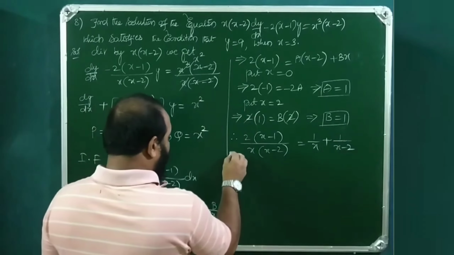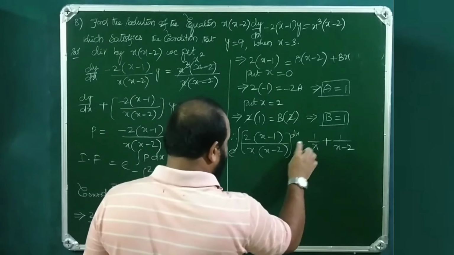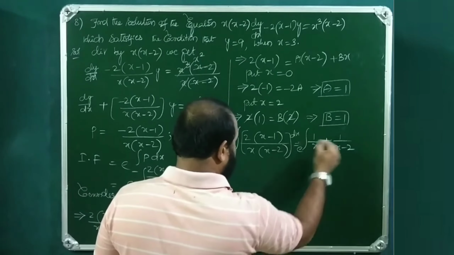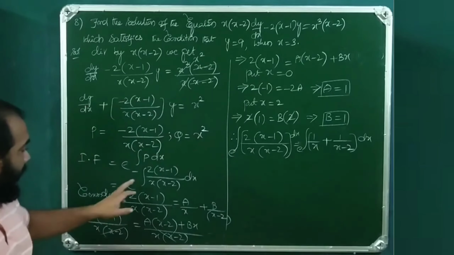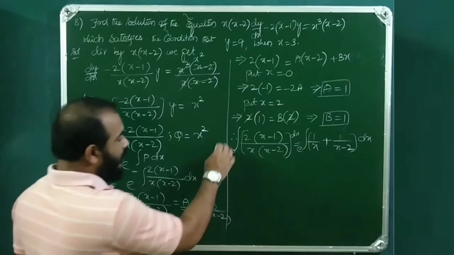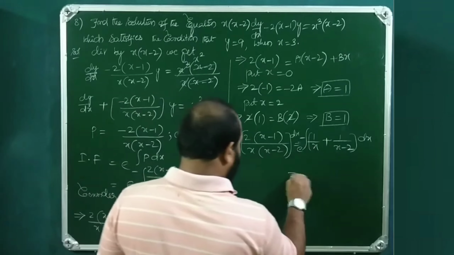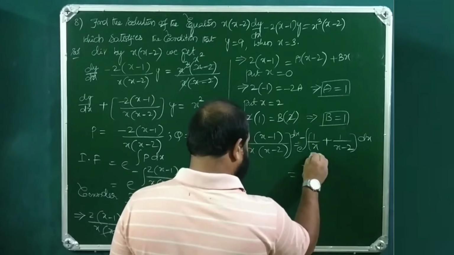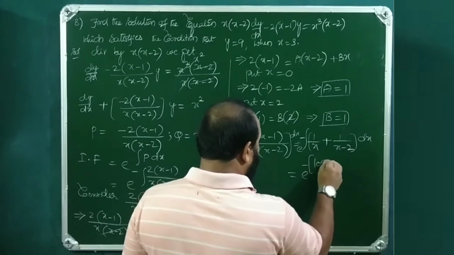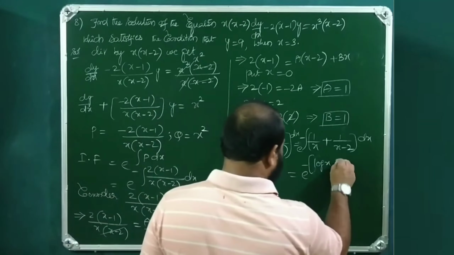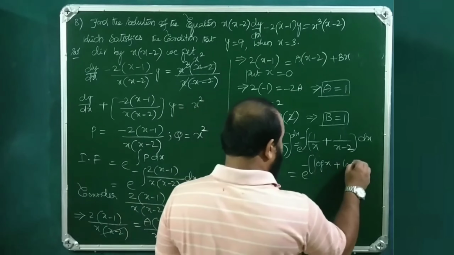Now, e power integral p dx is nothing but e power integral of the partial fractions dx. And here minus we have left, so I'll take minus also into consideration. So this is equals to e power minus of integral 1 by x dx, which is log mod x, plus integral 1 by x minus 2 dx, which is log mod x minus 2.